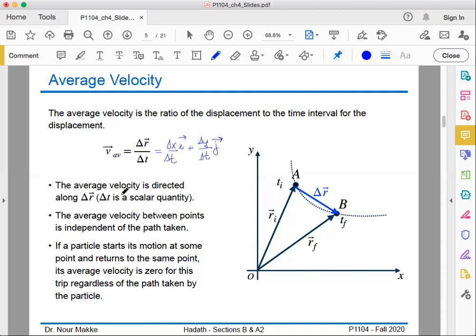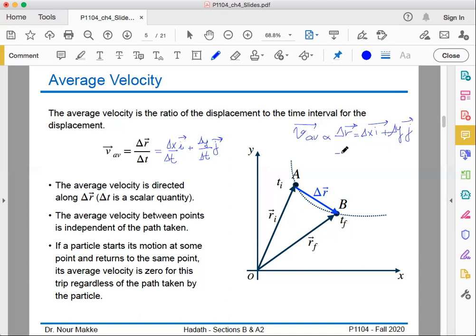Also, the average velocity between two points, in this case A and B, is independent of the path taken between these two points. So as we have discussed also in the one-dimensional case, the average velocity does not depend on the path that is followed by the particle or taken by the particle to go from initial position to final position. It only depends on the initial position itself and the final position. So V average depends on delta R, because it's actually proportional to, it's equal to delta R over delta T. And delta R has two components, delta X i plus delta Y j.